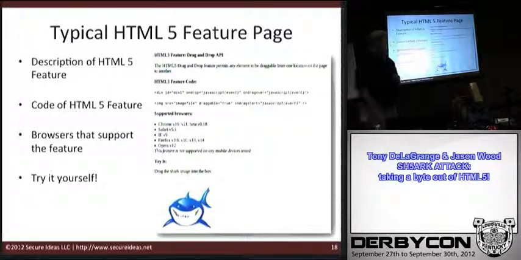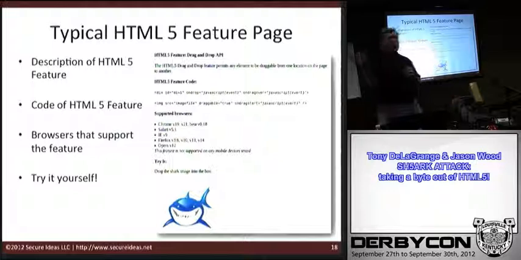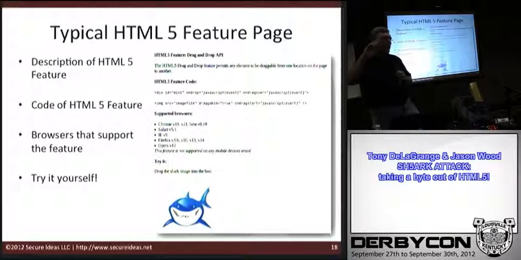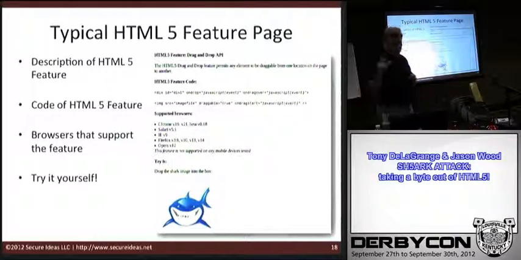So in Shark, this is basically what you're going to see from a typical HTML5 page. Basically, we break it up into 4 different areas. First, we're going to start with a description, with a title, what that feature is. Sometimes a little bit more verbose with what the description is. A little example of what the code looks like. The browsers that support this.